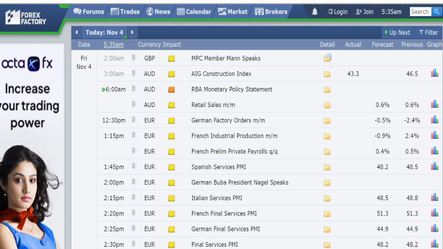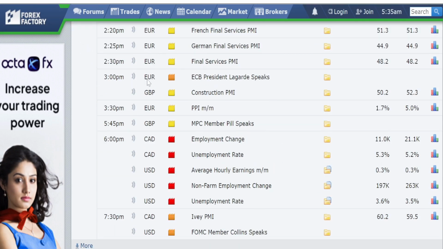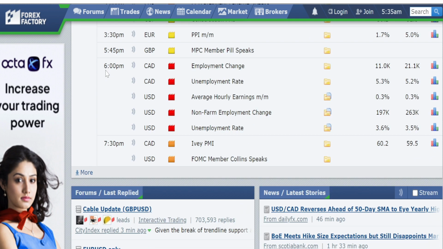At 6 AM we have medium impact news planned for Australian dollar related currency pairs. At 3 PM we have medium impact news planned for euro related currency pairs. And around 6 PM we have high impact news planned for Canadian dollar related currency pairs, and we have high impact news planned for US dollar related currency pairs.